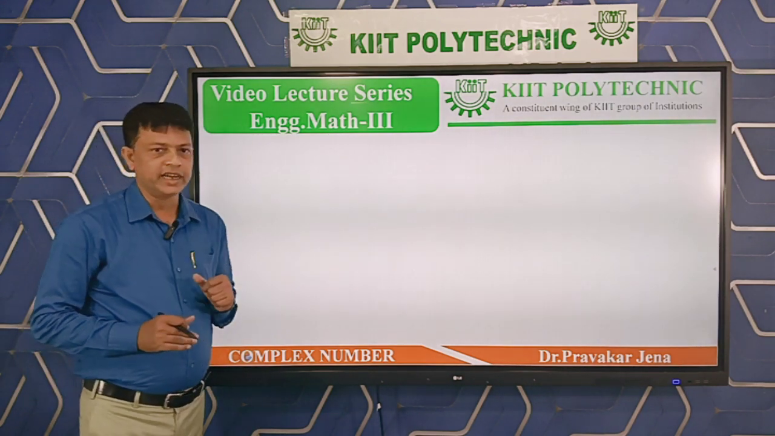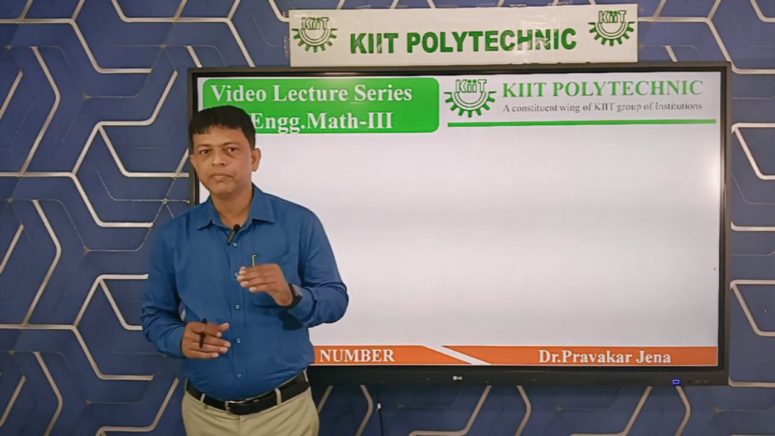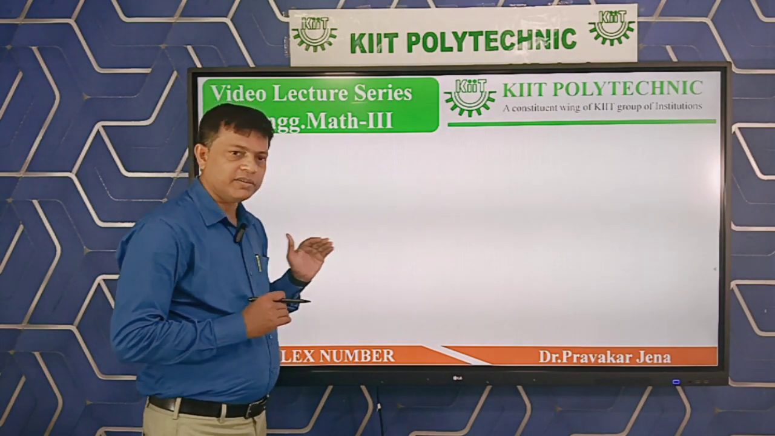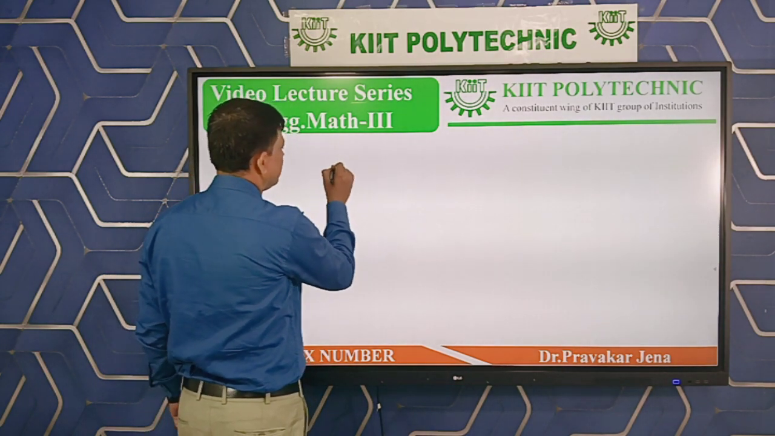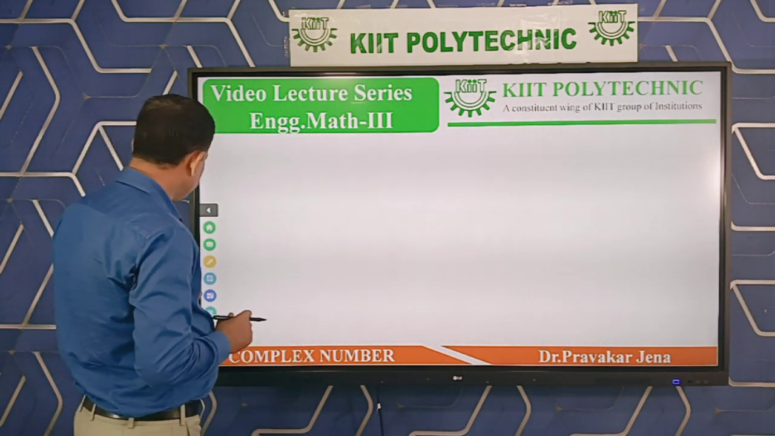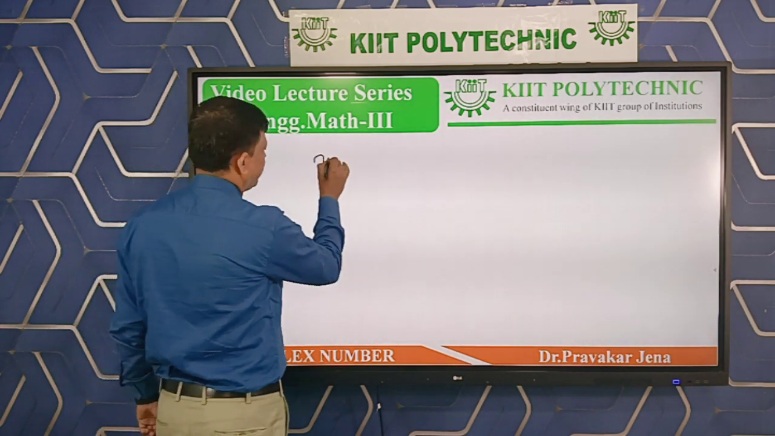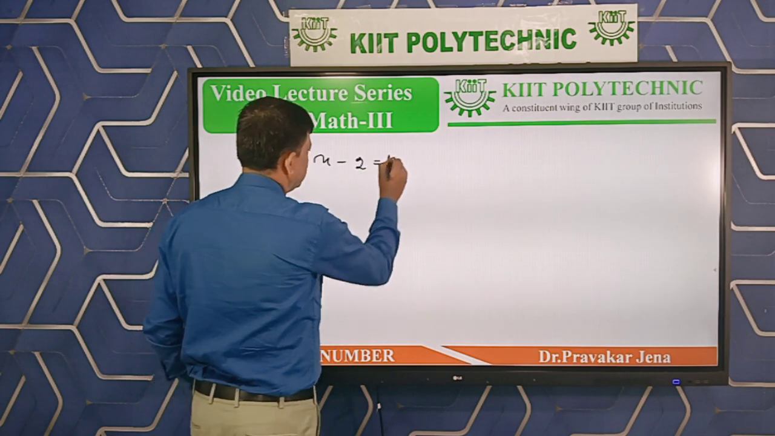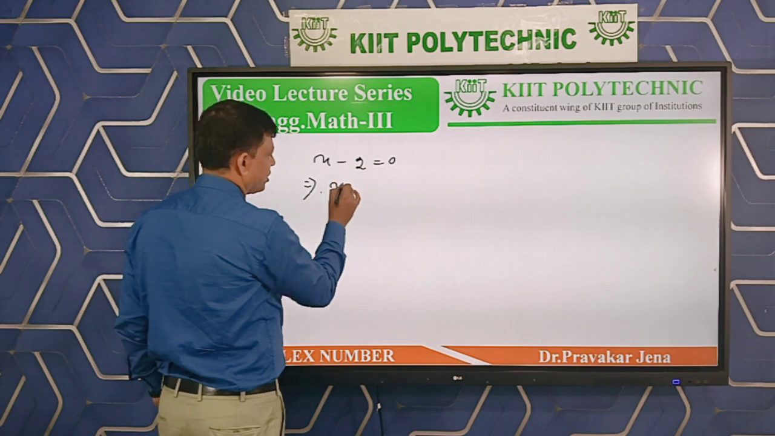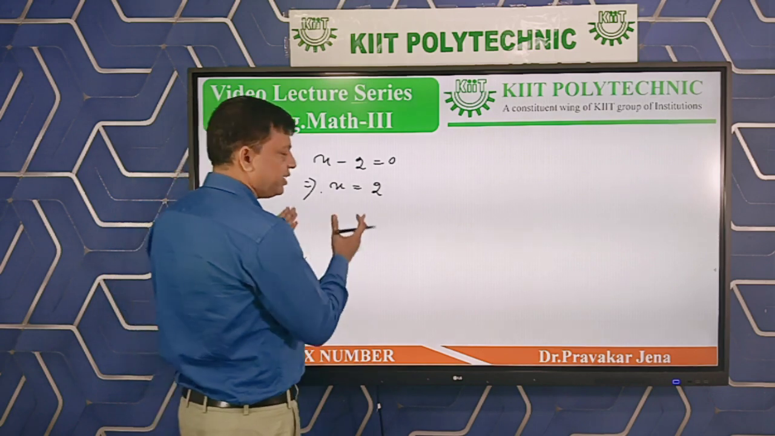Now I'll take an example. If an equation is present, that means the equal sign must be present. For finding the value, first I'll consider one linear equation: x minus 2 equals 0. It is a linear equation, so we can find its solution, that means the root, x equals 2. So it is a real number, or an integer also.